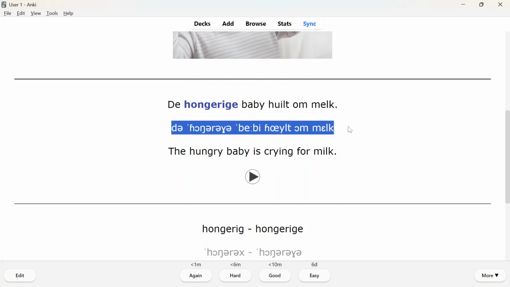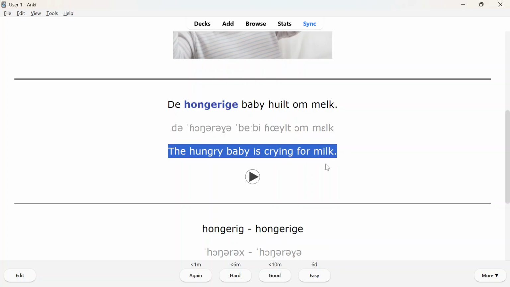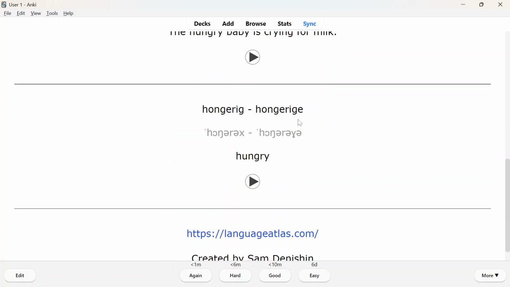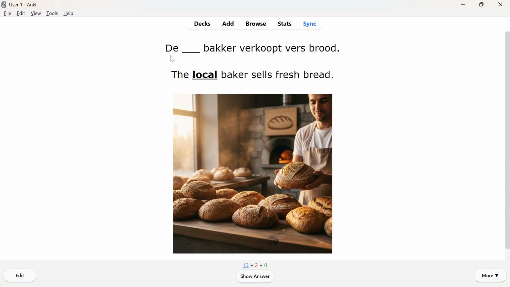We have the IPA notation, we have the English translation, and we have the audio. De hongerige baby huilt om melk. And we have here the adjective area where we see the adjective in its base form and in its inflected form. We have the IPA notation, we have the English translation, and we have the audio. Hongerig, hongerige. And you hear both of them. Let's do another one. The local baker sells fresh bread. How do you say local?